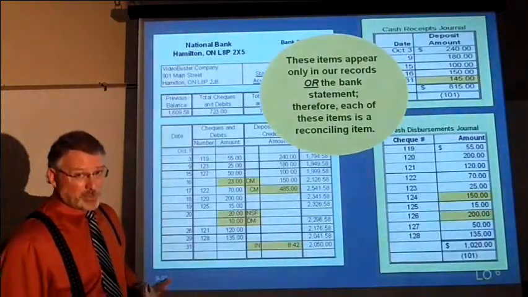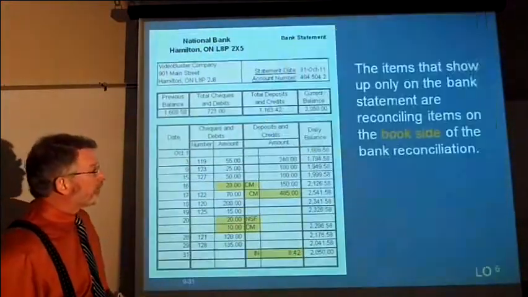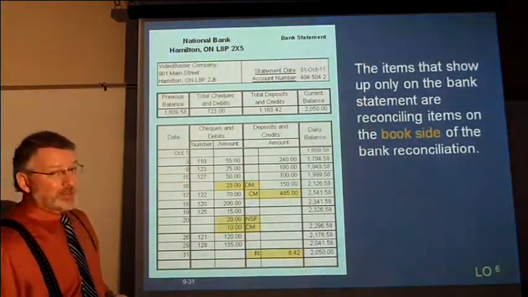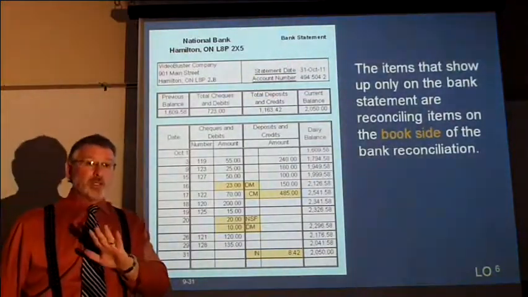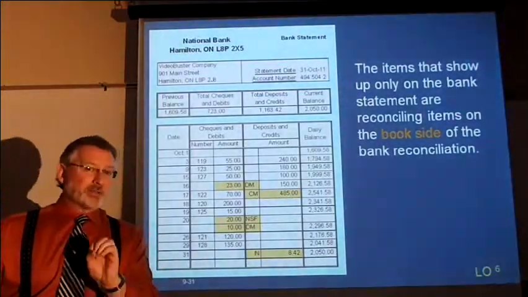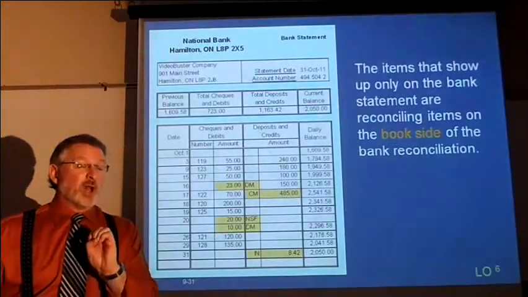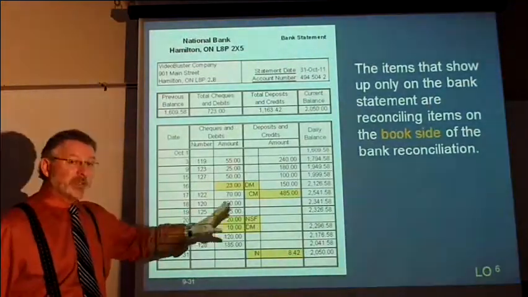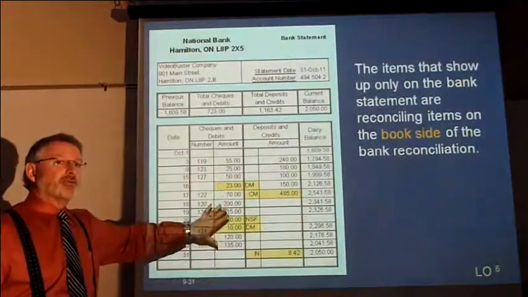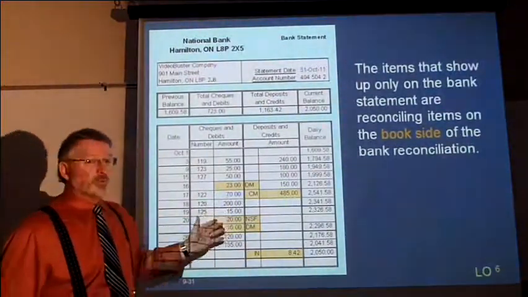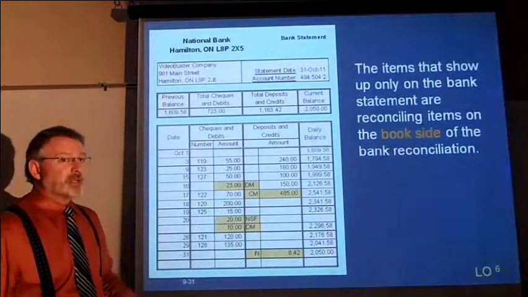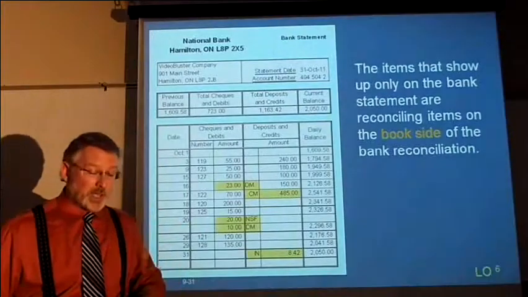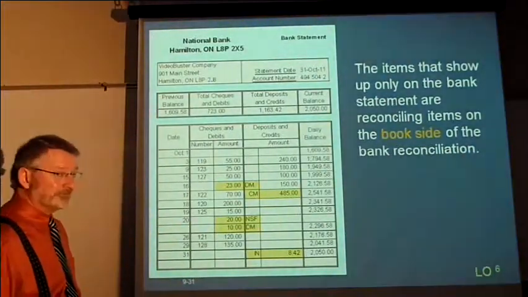So they're all reconciling items. What does that look like when we actually put it on the bank reconciliation form? The items that show up only on the bank statement are reconciling items on the book side. So these are things we didn't know about. Remember, when we looked at our book balance, it was the $1,404 and change, but we had not recorded any of these things yet. So these are reconciling items for us. Our $1,404 was wrong because we haven't recorded these things yet. Things on the bank statement that we don't know about go on the book side of the bank reconciliation.